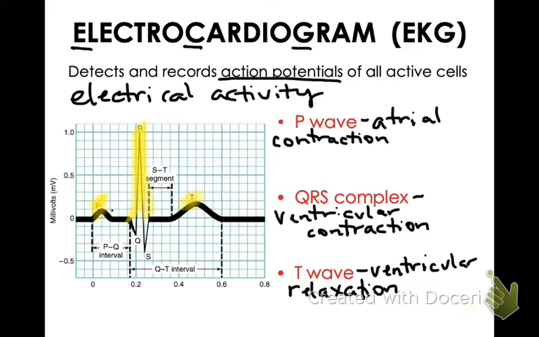If you're wondering why you see atria contract here, ventricles contract, and then ventricles relaxing, it seems like we're missing the atria relaxing. But the atria relaxing actually happens during the QRS complex. It's just that it's such a small little bump that the giant spike from the QRS, from the ventricles contracting, basically covers it up, so you don't see it.